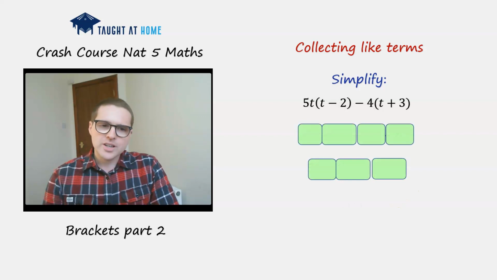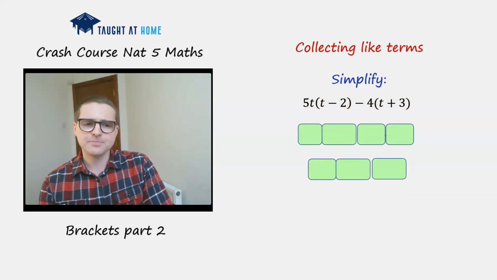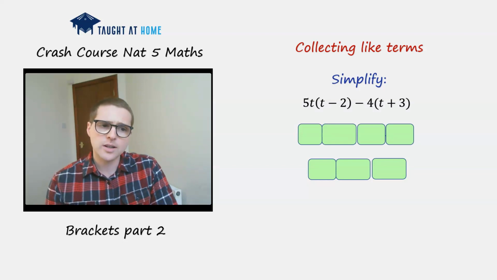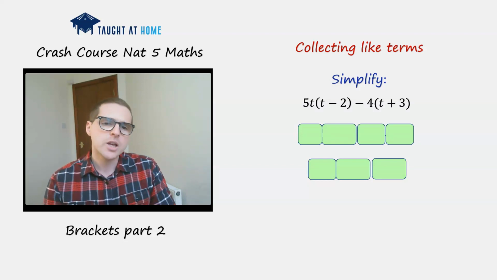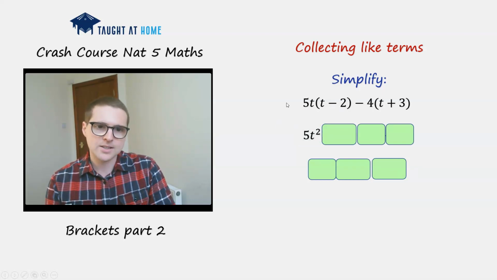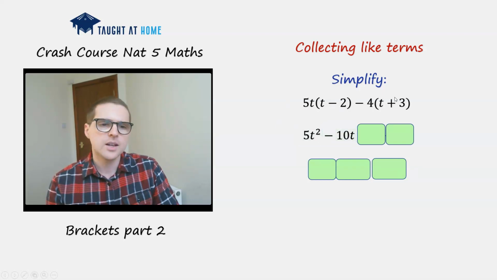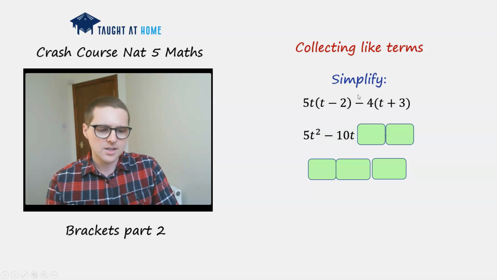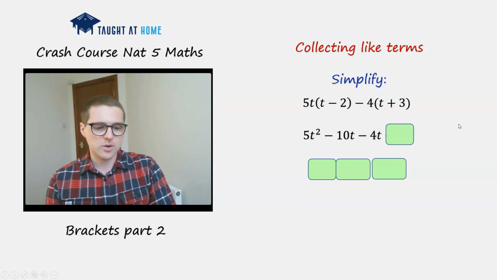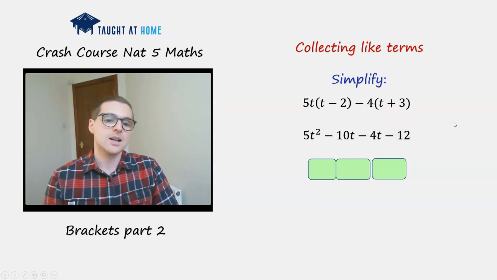Okay, getting a little bit trickier. Now we've got 5t in brackets t minus 2, and then minus 4 in brackets t plus 3. So let's start with this first. So 5t times t is 5t squared. Then it's 5t times minus 2, so that'll be minus 10t. Now we've got minus 4 times t, which is minus 4t. And then it's minus 4 times positive 3, which would be minus 12.